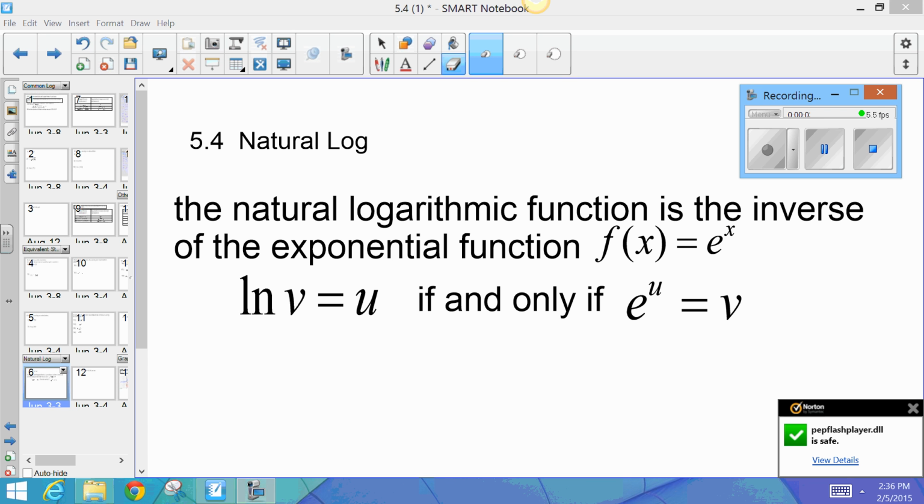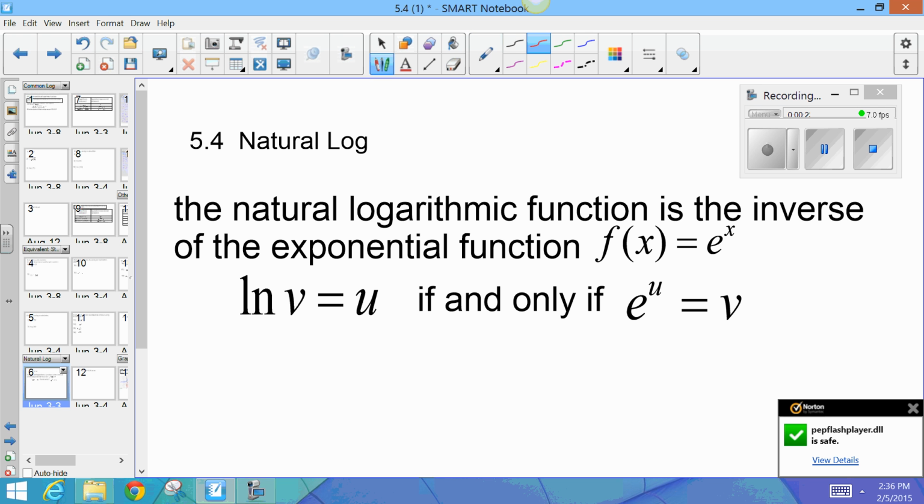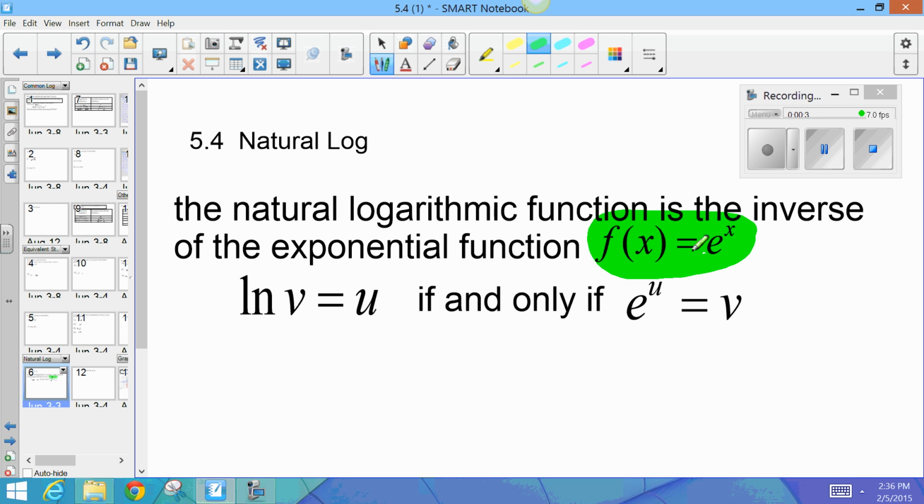This is pre-calculus, notes on section 5.4, natural log. The definition of the natural log is the inverse of raising e to the power of some number. Back in the previous section, you learned the definition of e. E is approximately 2.7 something. It's an irrational number. And here we're going to find another use for e, and we're going to learn about natural logs, which is the inverse function.